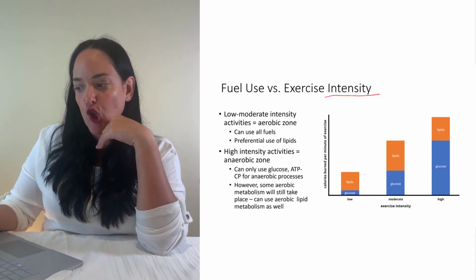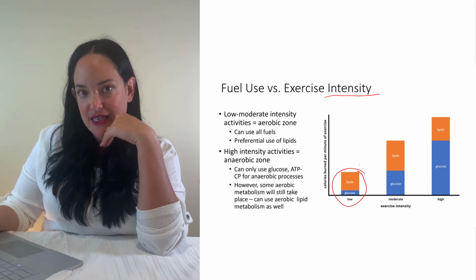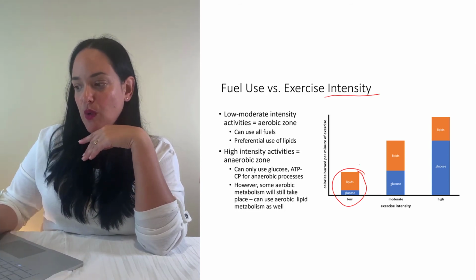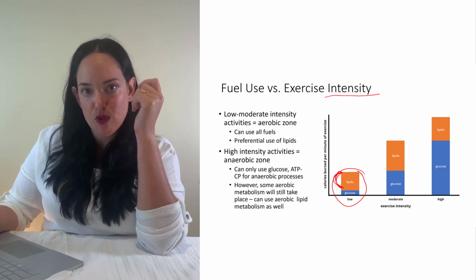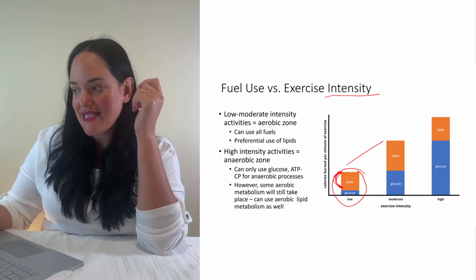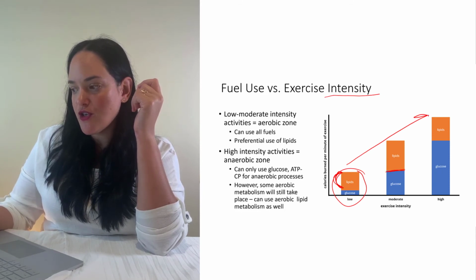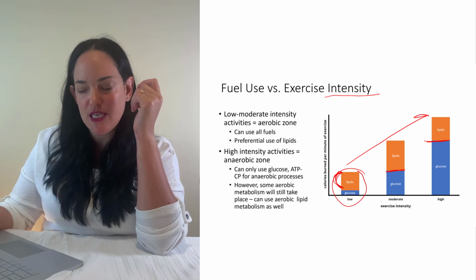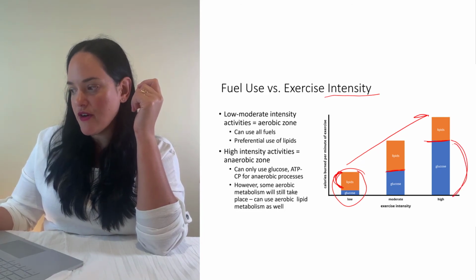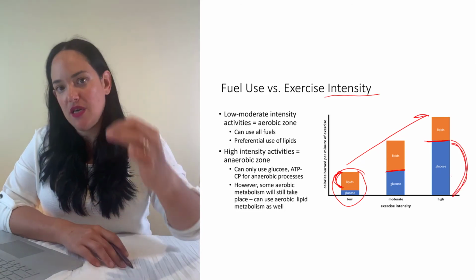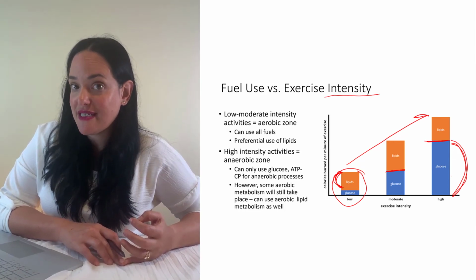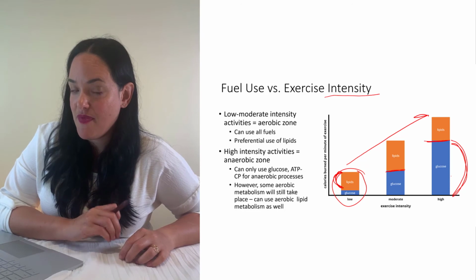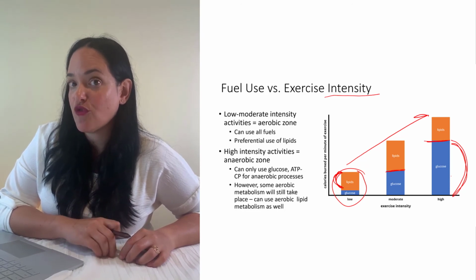Okay. Another thing that affects which type of fuel we use beyond duration is exercise intensity. Okay. At low exercise intensities, we are in the aerobic zone, and in general, lipids become the main fuel source. As the intensity increases, you'll notice that the amount of energy that comes from lipids decreases, and the amount of energy that comes from glucose increases.